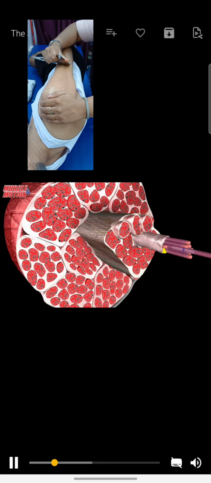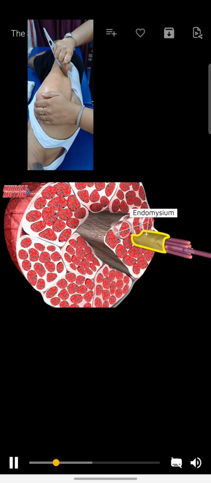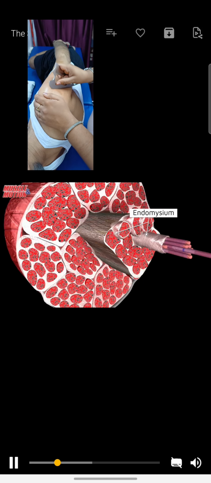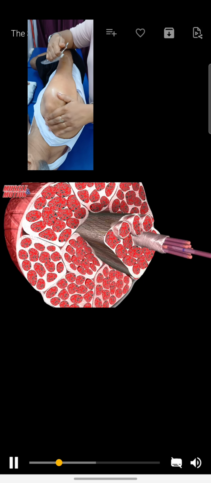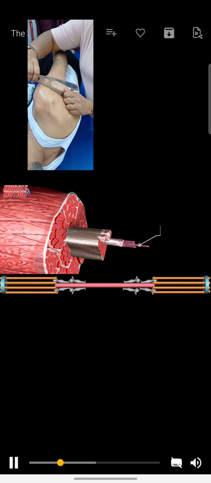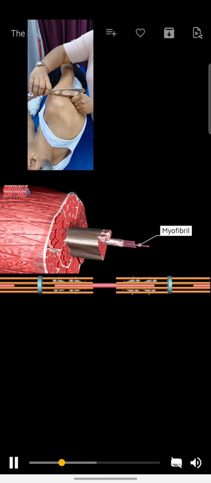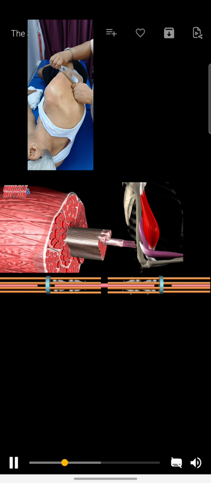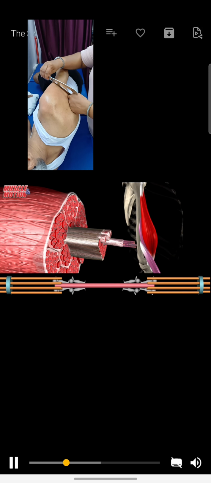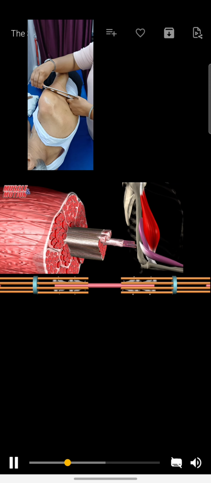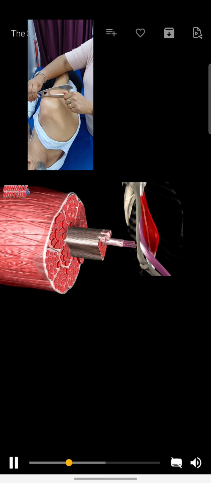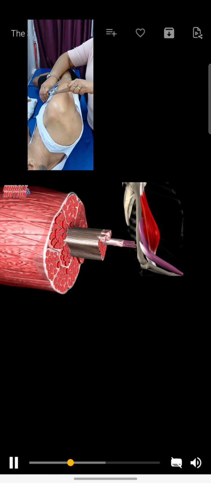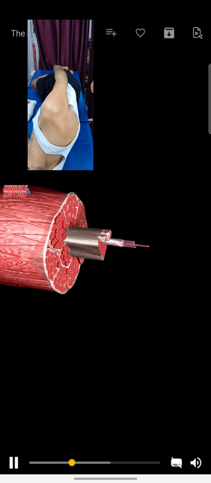Each muscle fiber is covered by another connective tissue called the endomysium, which insulates each fiber. The muscle fiber contains hundreds to thousands of myofibrils, and those myofibrils are made of many sarcomeres. The sliding filament theory explains the mechanism of muscle contraction based on muscle proteins that slide past each other to generate movement inside the sarcomere.